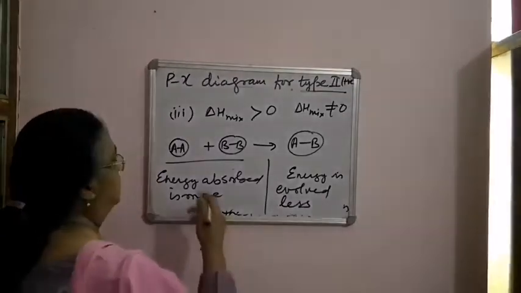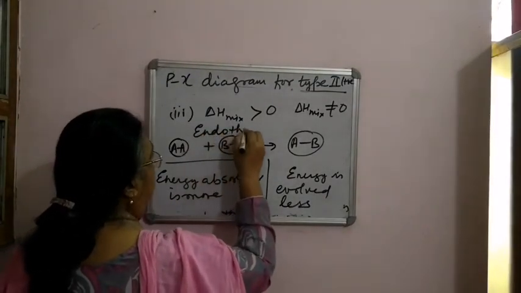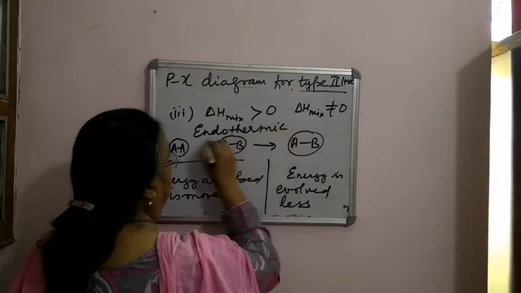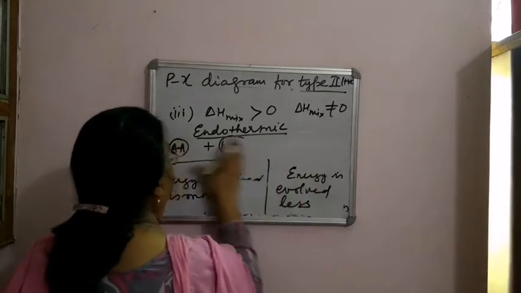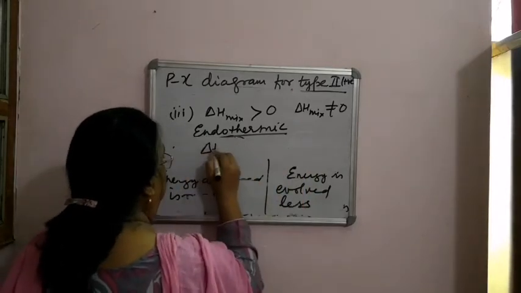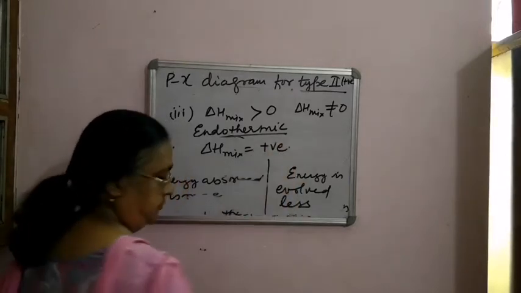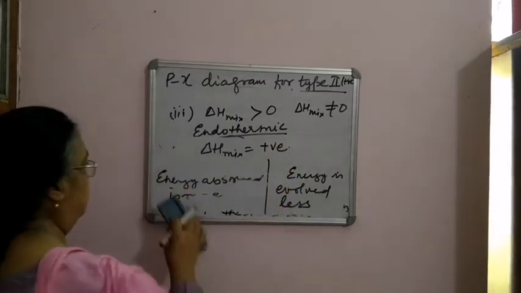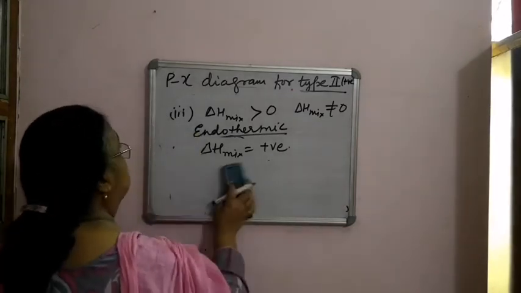So the net process will be what? Endothermic. Heat will be absorbed, net process. So in that case, delta H mixing will be positive. I hope this is clear.